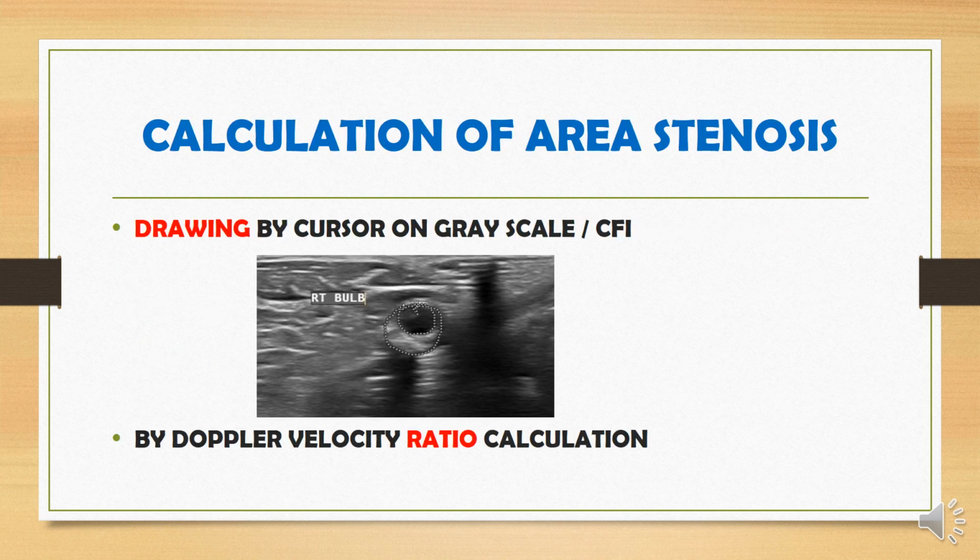And how to calculate the area stenosis? There are two methods. One is by drawing with the cursor on the gray scale or color flow imaging. On the transverse image, you put the cursor at the remaining lumen of the artery and the area of the plaque, and with the software on your machine, it will tell you the area, percent of area stenosis. But this is not very accurate. The most accurate method is by the Doppler velocity calculation. And how is it done?